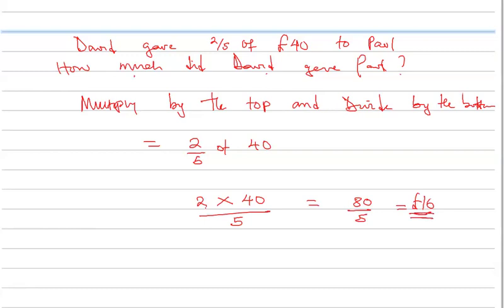So don't forget that you multiply by the top and you divide by the bottom. You see the top is 2 here. 2 times 40 gives you 80. 80 divided by 5 gives you 16.